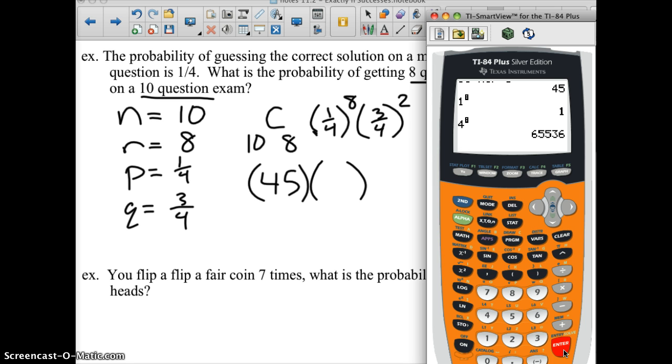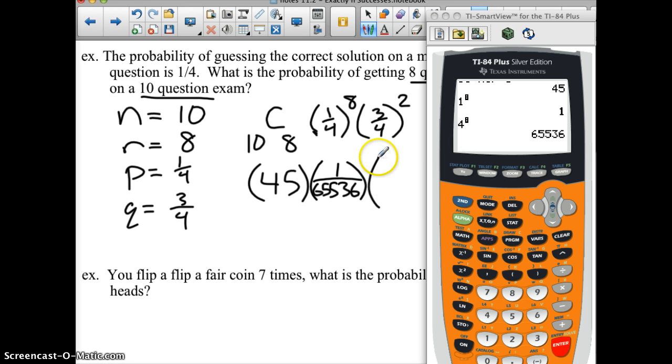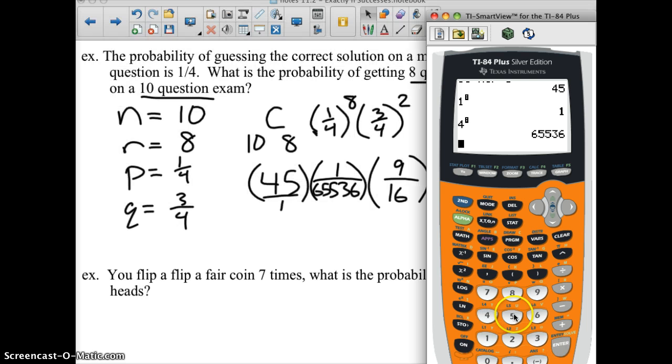I can figure out it's going to be 1 over 65,536. And then I need to do 3/4 squared. So 3 squared is 9, 4 squared is 16. All right, now this 45 I can put over 1, so I can multiply them as fractions. 45 times 1 times 9. And I don't have to put the times 1 in there, right?